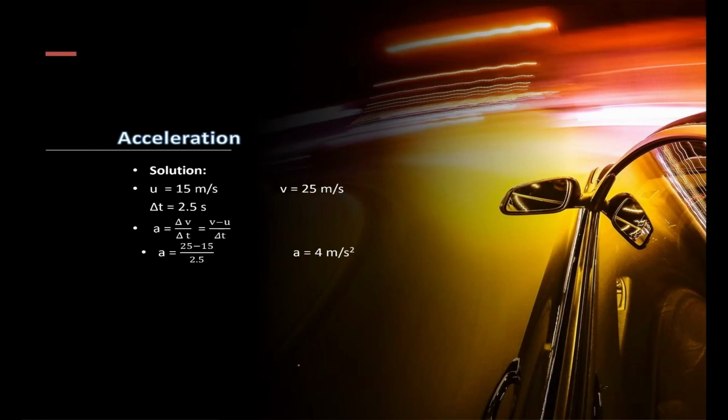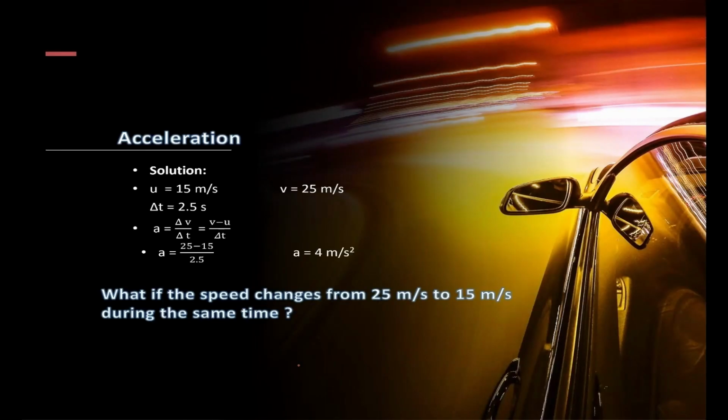What if the car changes its speed from 25 to 15? So this will be u, this will be v, in the same time, which is 2.5. Try to answer it. Of course, yes. It will be the same acceleration, but with a negative sign.